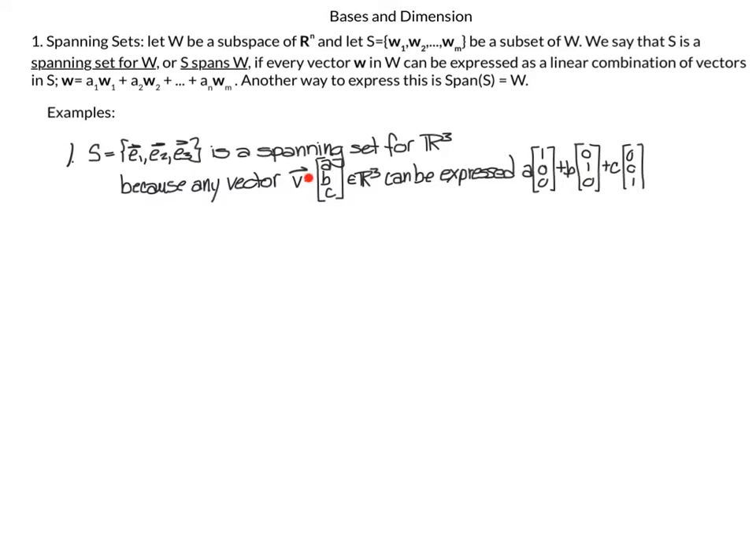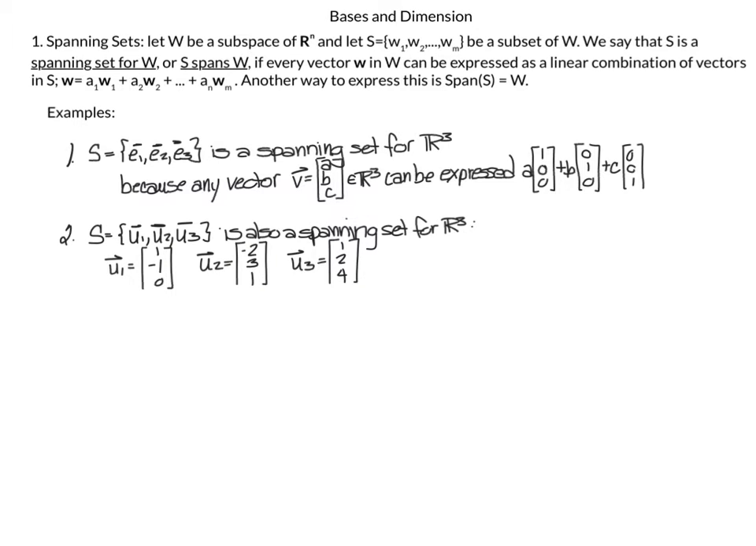Now because any vector v, which we will represent as a, b, and c, can be expressed as a linear combination of these 3 vectors, the standard basis is our most obvious spanning set for Rn. u1, u2, u3 is also a spanning set for R3, where u1 is (1, -1, 0), u2 is (-2, 3, 1), and u3 is (1, 2, 4).